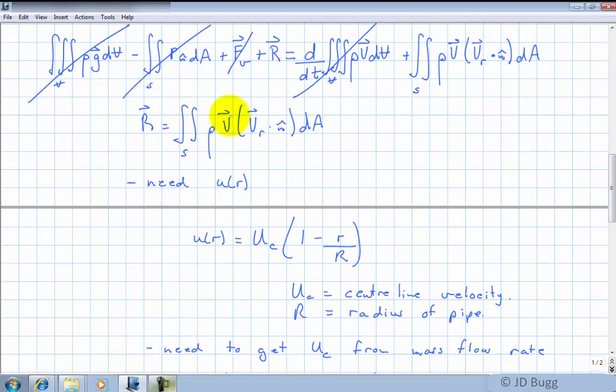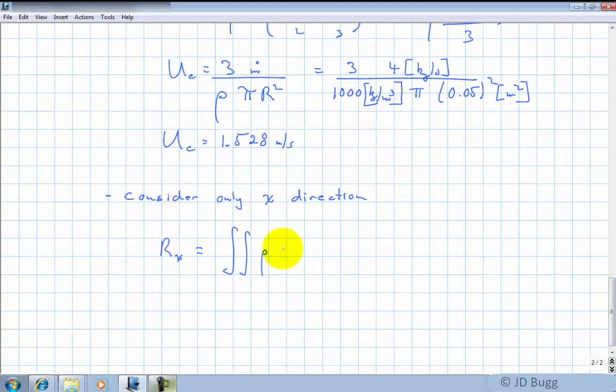So the velocity in this equation is just that in the x direction, and V dot n, as we found out when we looked at conservation of mass, is minus that. So when we write this down here, we take our velocity profile, which is centerline velocity times (1 minus r over R), and that's squared. And there's a negative out front of here because of the V dot n. And then our element of area is r dr d theta, and so the limits are 0 to R and 0 to 2 pi.